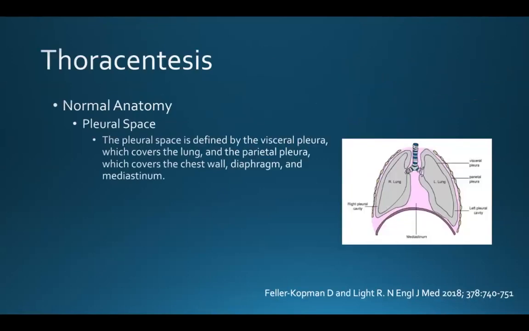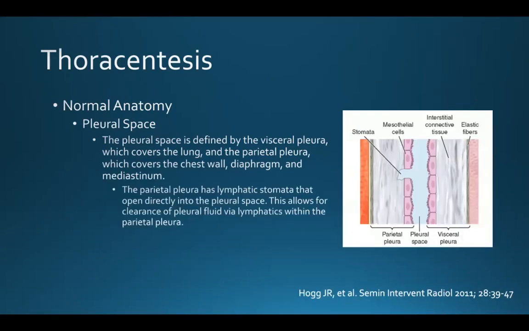I think in order to better understand this procedure, it's important to know about the anatomy that we're dealing with. The pleural space is defined by the visceral pleura, which covers the lung, and the parietal pleura, which covers the chest wall, diaphragm, and mediastinum. One of the differentiating features of the parietal pleura is that it has lymphatic stomata that open directly into the pleural space, and these allow for clearance of pleural fluid via lymphatics within the parietal pleura. These are not present in the visceral pleura.